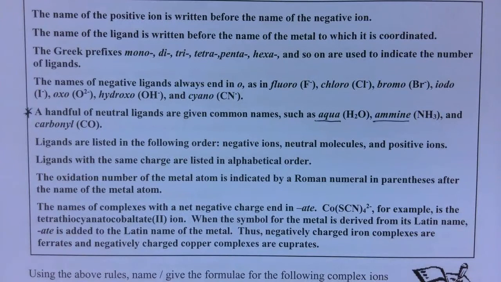The last thing is that if the overall complex has a net negative charge, you switch to -ate on the end of it. So cobaltate, chromate, dichromate, manganate, and so on. There are two special cases, and that is iron and copper. Negatively charged iron complexes are called ferrates, and negatively charged copper complexes are called cuprates.